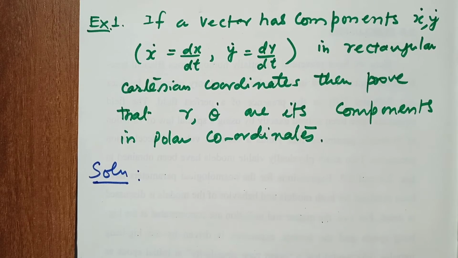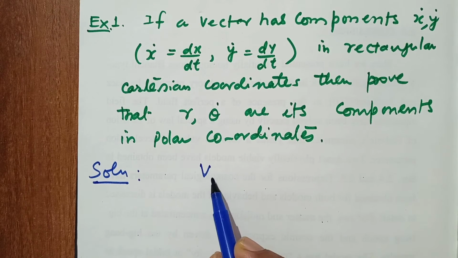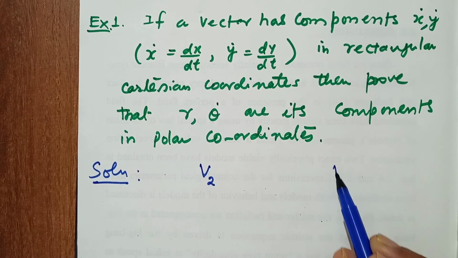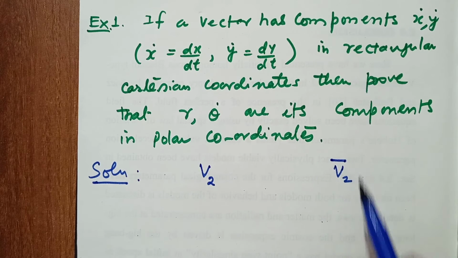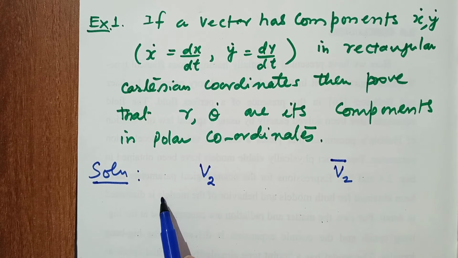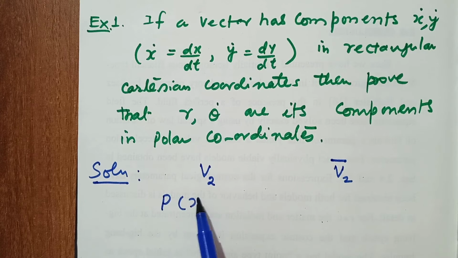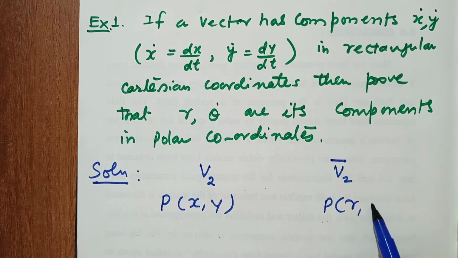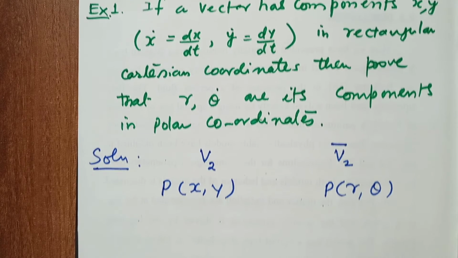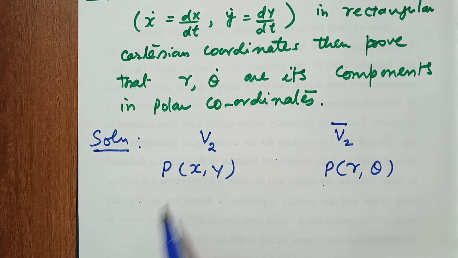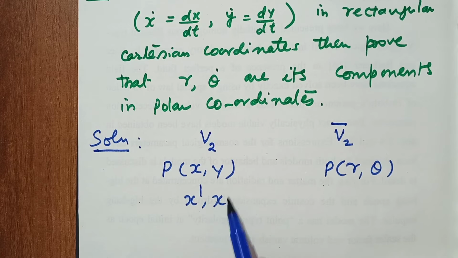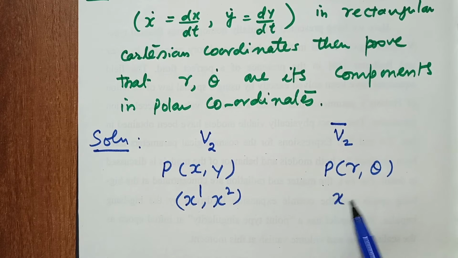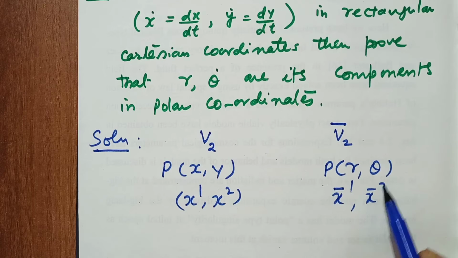Here we have studied in two-dimensional space. This is Cartesian, that is V2, and this is polar, that is V2 bar. As we know, in Cartesian coordinates any point is (x, y) and in polar coordinates any point is (r, theta). So what is the notation? In Cartesian coordinates suppose x1, x2, and in polar coordinates x bar 1, x bar 2.